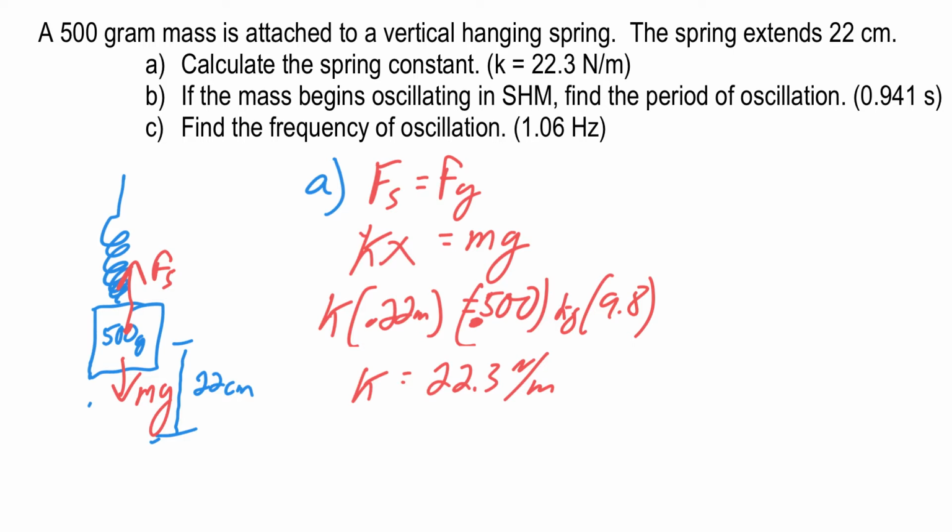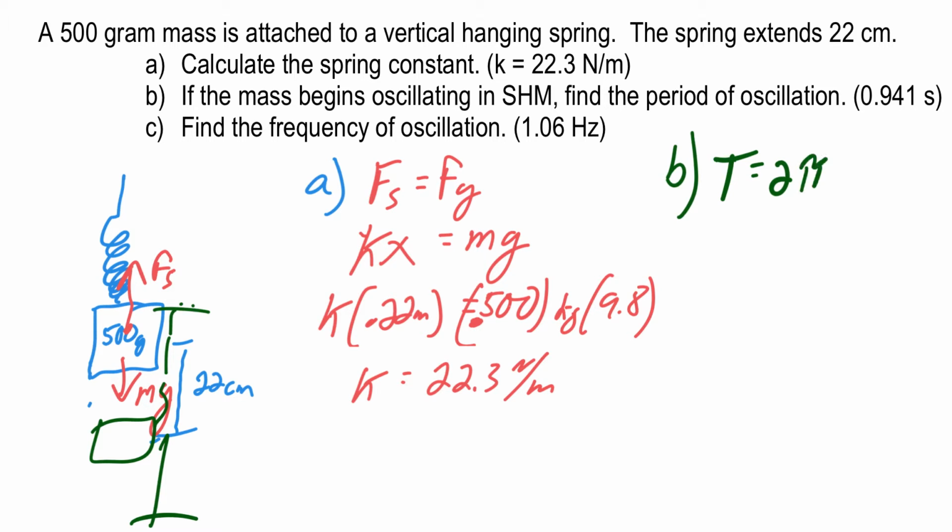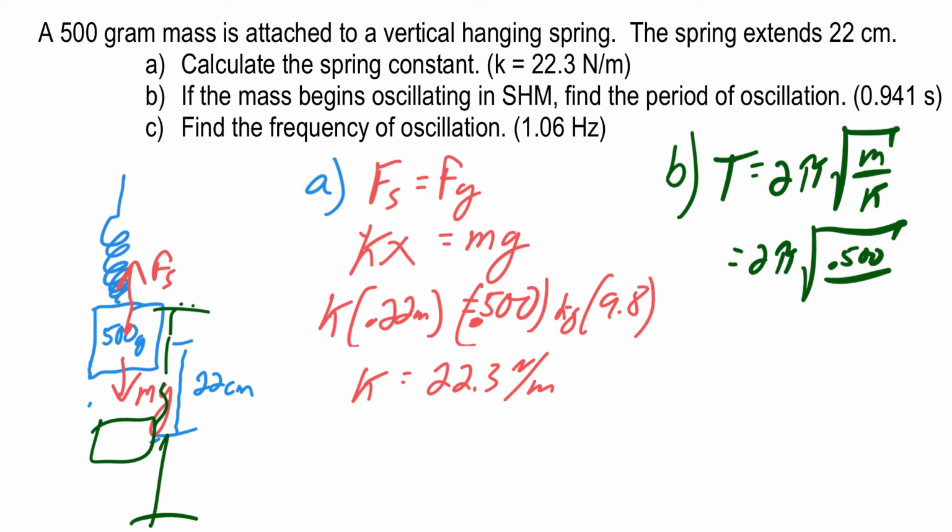All right, so letter B now is saying, okay, now our mass is going to start oscillating in simple harmonic motion. So it's going to start oscillating back and forth, and we want to know the period. So the equation for that is T equals 2 pi square root of m over k. And then we'll just solve it, so it's not too bad. So square root of 0.500, then we'll just substitute in the k that we just solved, 22.3. And then we just solve that, we get a time of 0.941 seconds.